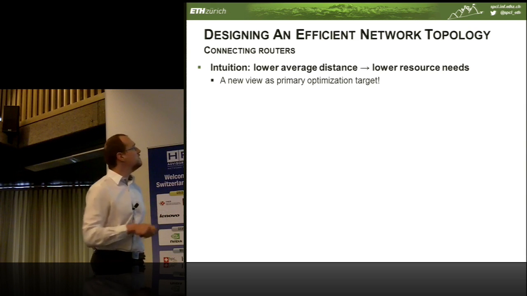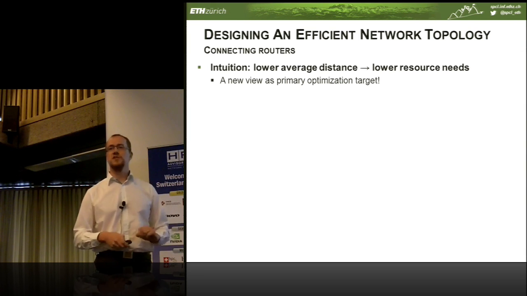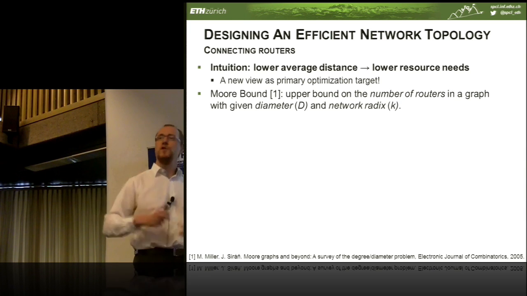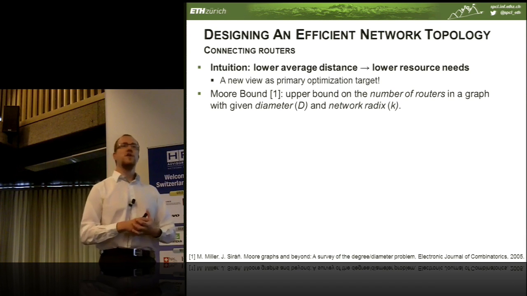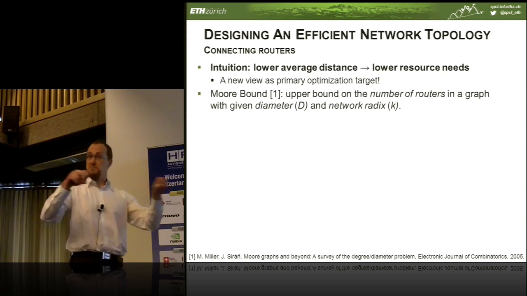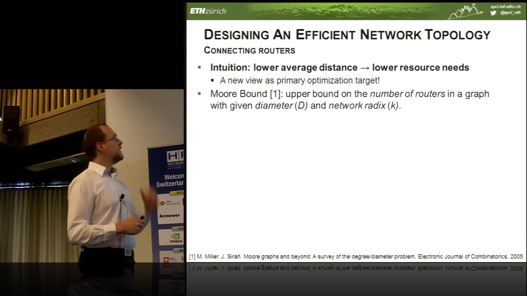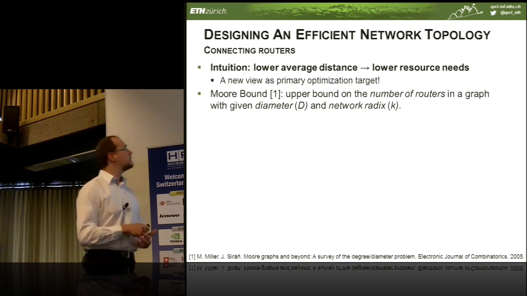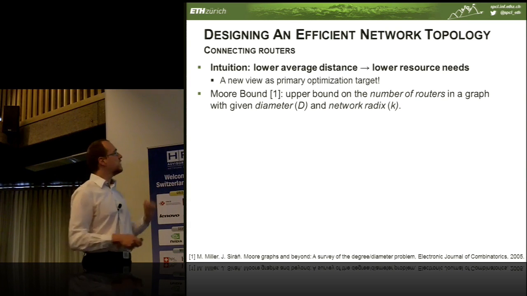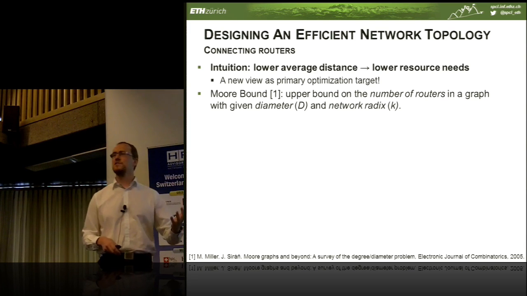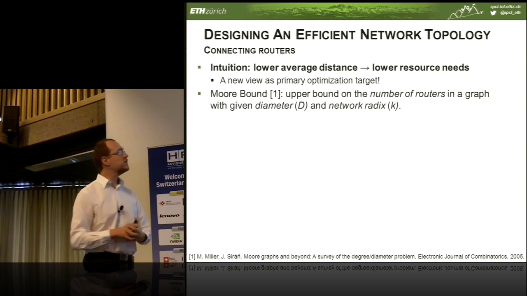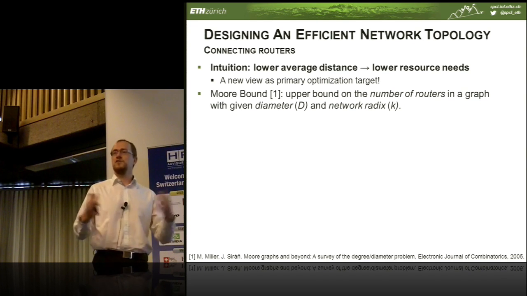And so now we view this average distance as the primary optimization target. The nice thing is we can actually now talk about what the optimal topology would be in that case. The optimal topology is really a graph, so we model a topology as an undirected graph, because this is how we connect the nodes. And for an undirected graph, there's a graph theoretical measure called the Moore bound, which gives me an upper bound on the number of routers in a graph with a given diameter and network radix. The diameter is the longest path between any two nodes in the network, and the radix is just the number of ports I have in my switch. So it's a highly practical thing.